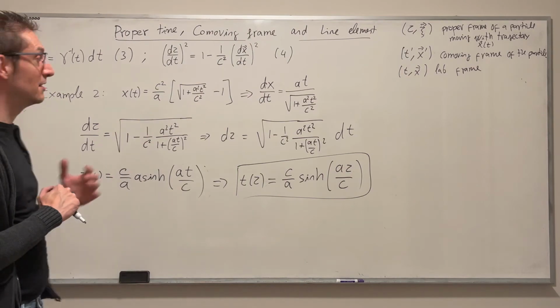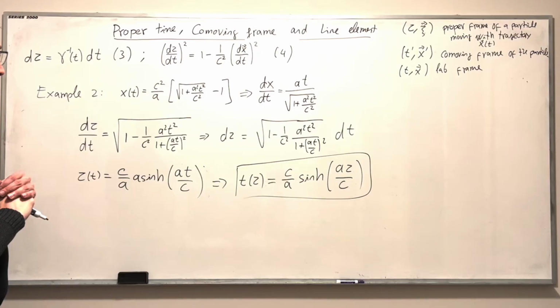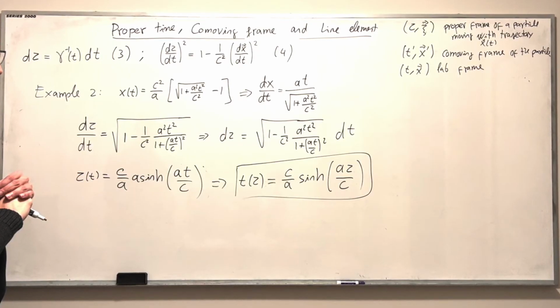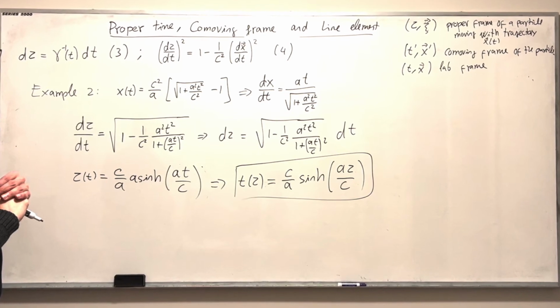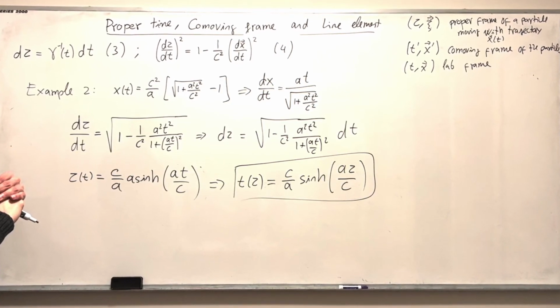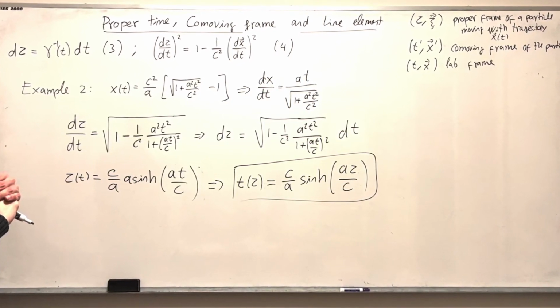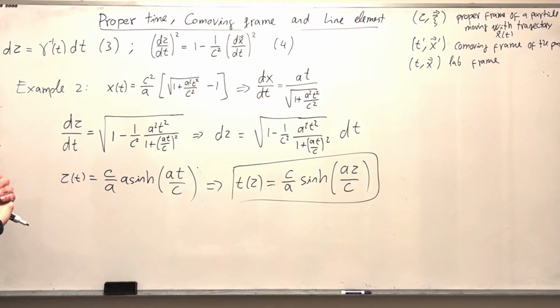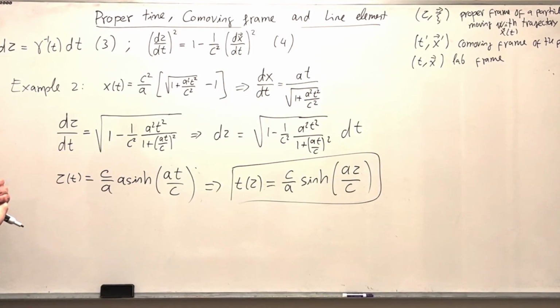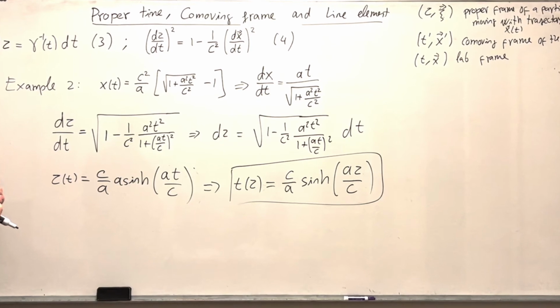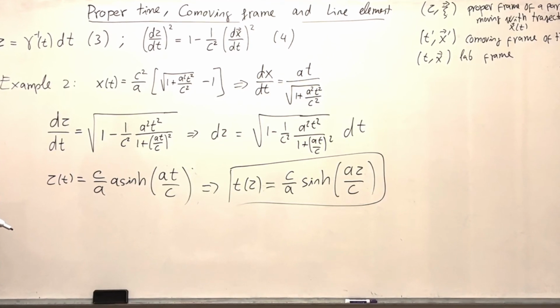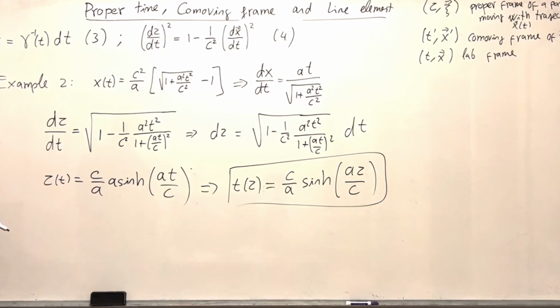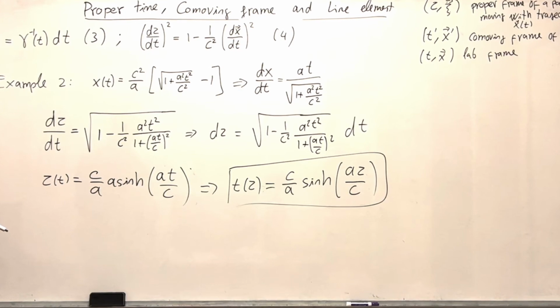So you see how we can do it. A little comment about the result is that you can see that in the limit of small accelerations, which is when a times tau divided by c is a small number, then the sinh is approximately equal to a tau divided by c. And then in that case, the c and the a cancel, and you get t of tau equals tau. So basically, in the non-relativistic limit, the time is the same from both frames.